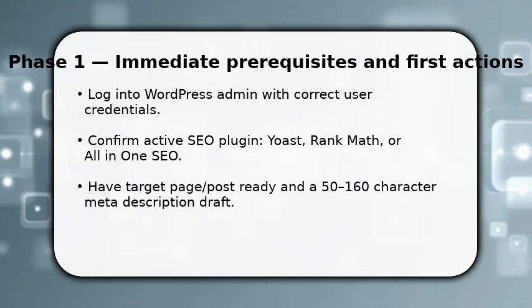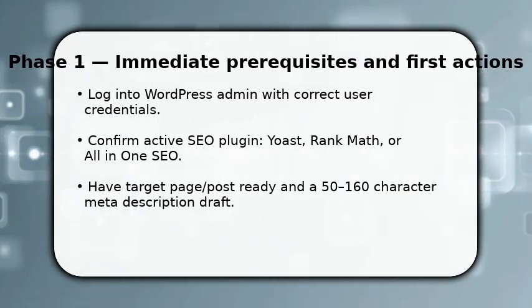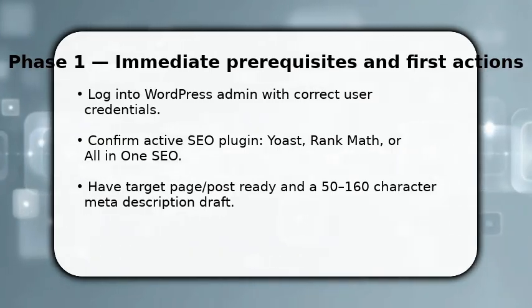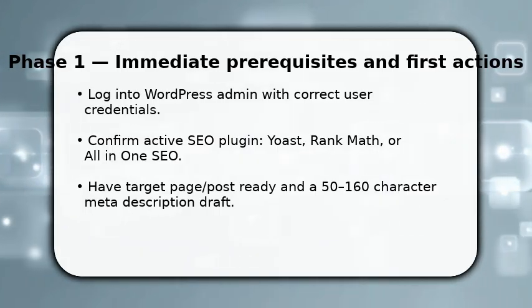You start by signing into your WordPress dashboard. Make sure you use an admin account so you can edit SEO settings. Once logged in, check that an SEO plugin like Yoast or Rank Math is active. That's how Google reads meta descriptions.